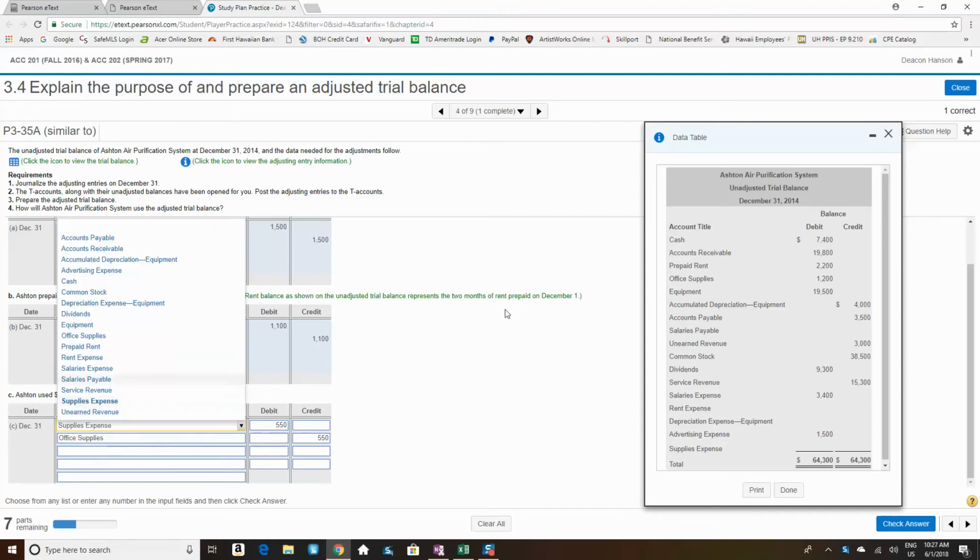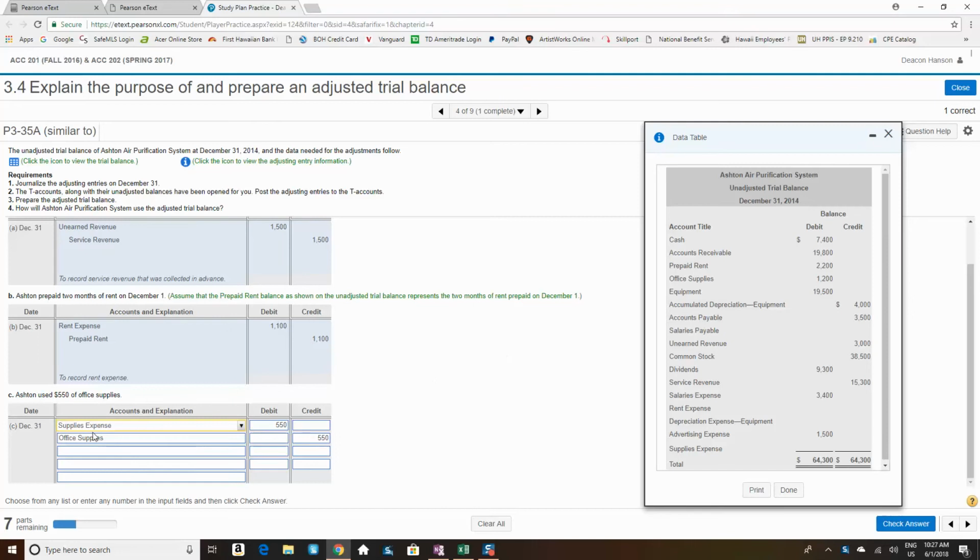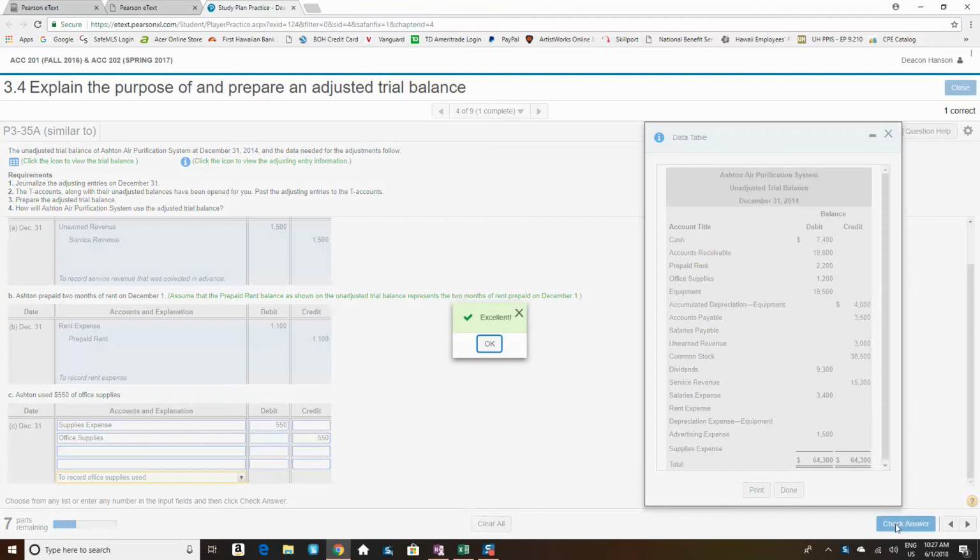And again, you have an income statement account, supplies expense, and you have a balance sheet account, which is an asset, office supplies. And that's to record the office supplies used.